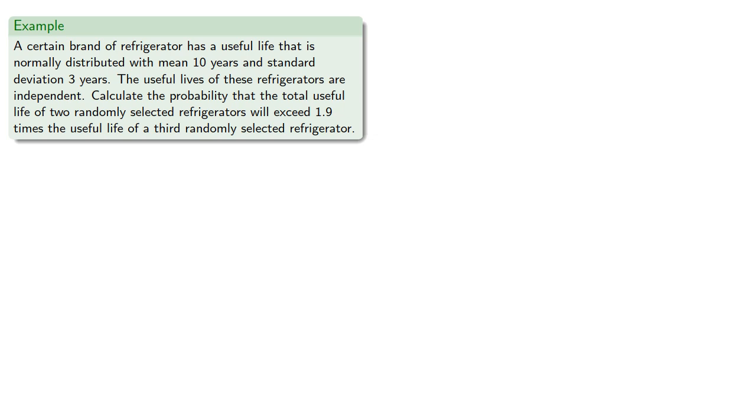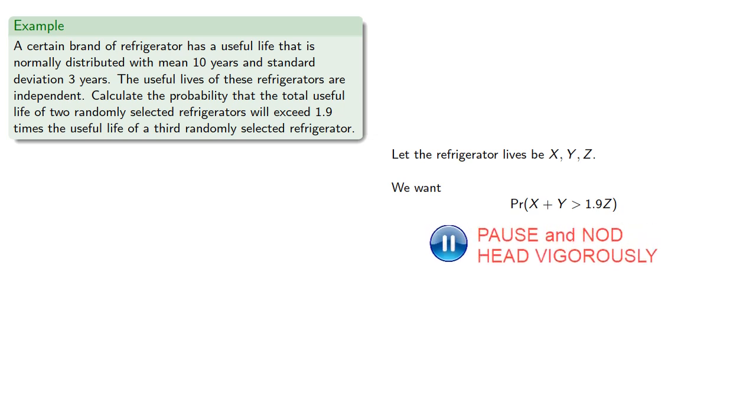So, for example, maybe we have a useful life of 10 years and a standard deviation of 3 years, and let's find the probability that the total useful life of 2 randomly selected refrigerators will exceed 1.9 times the life of a third. Let the refrigerator lives be modeled by x, y, and z. What we want is the probability that x plus y is greater than 1.9 z.